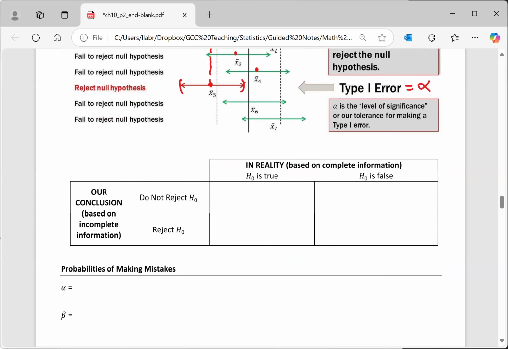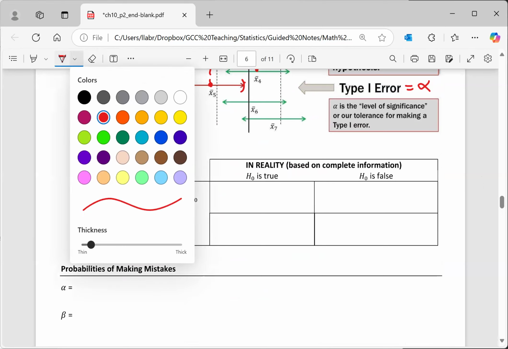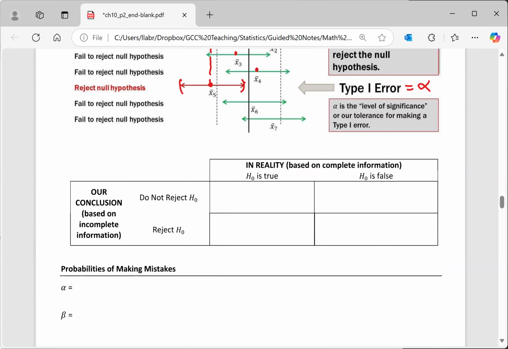So let's go ahead and fill in this little table that will summarize what we've just explained. So here we've got two possibilities. We've got a column here that says, in reality, this is what's true. This is unknown to us. So this is what would happen if you had complete information. In other words, you know the true center, the true standard deviation. In other words, you don't need statistics for this because you already know what is true in reality. So this is something that we don't have, right? It's inaccessible to us.